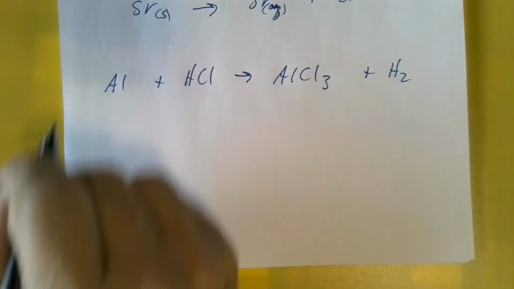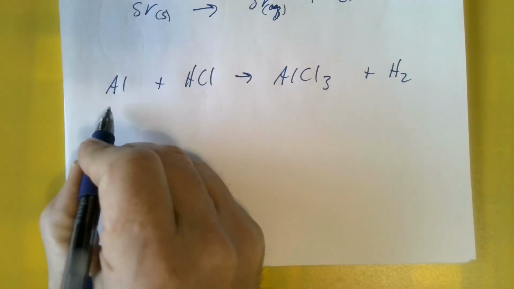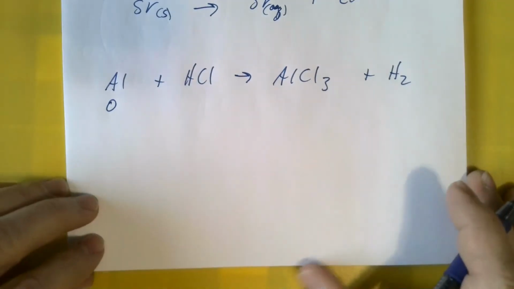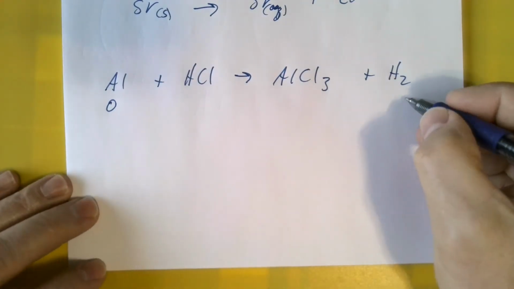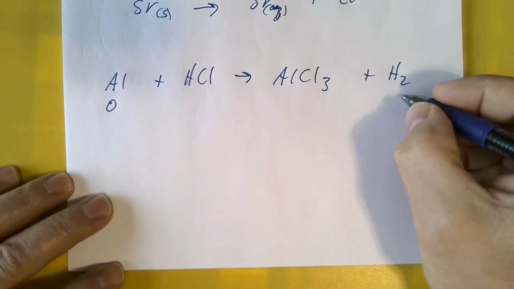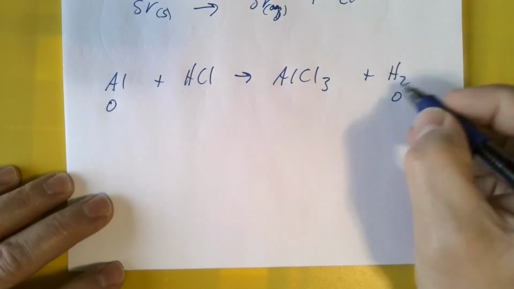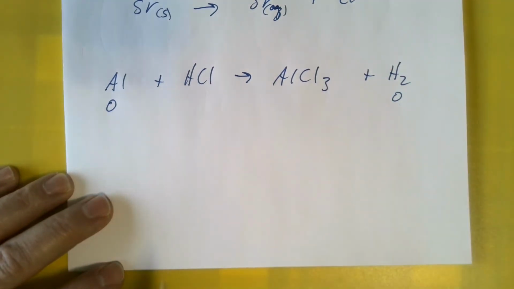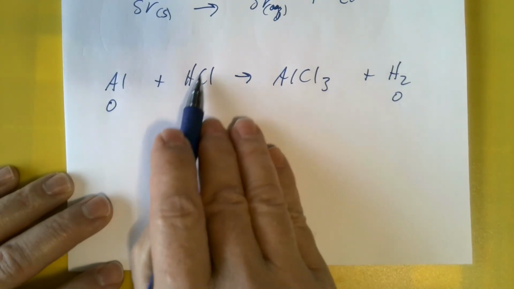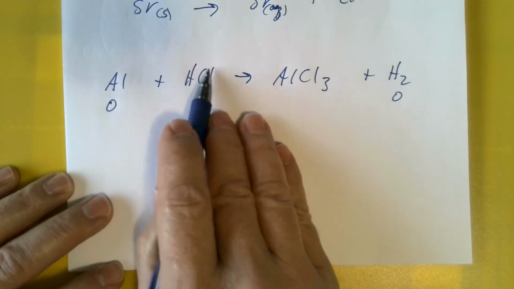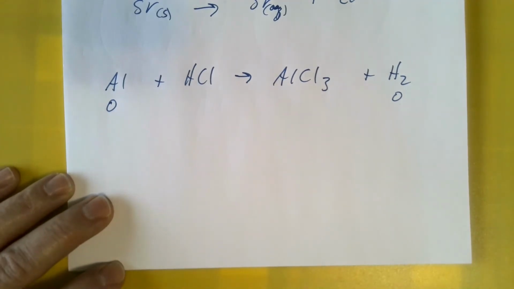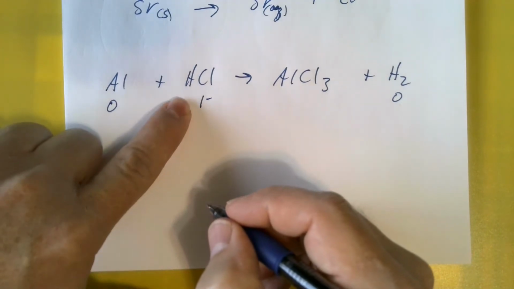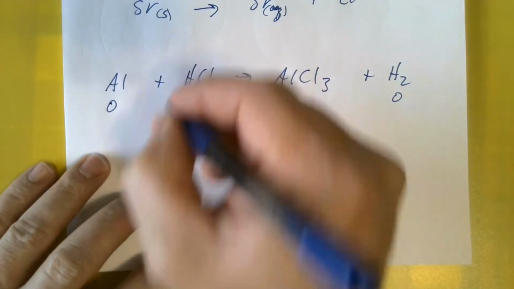Alrighty, so what do I know about aluminum right here? It's going to be 0 because it is elemental, right? What about H2 over here? It's also 0, because H2 is one of those diatomics. 7 diatomics, right? Now, chlorine. What do I know about Cl when it's bonded to H? What does chlorine usually like to be? So 1 minus. It's a 1 minus, right? Which then, no matter what, makes my H become a 1 positive, right?